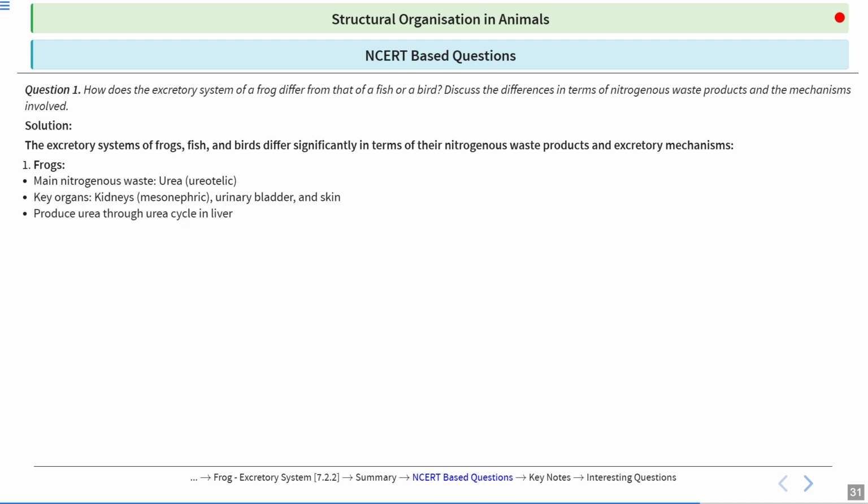Produce urea through the urea cycle in the liver. This urea cycle is occurring in the liver, so there the urea is produced. Have a urinary bladder for the waste conservation.